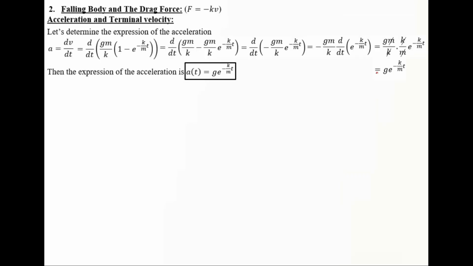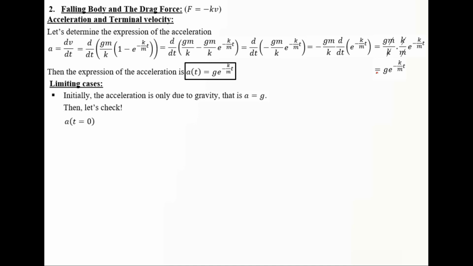Now, as we said previously, this acceleration must reflect the physics of the problem, and this can be done by considering the limiting cases. Initially, the acceleration is only due to gravity, and we need to check this. Now, if we replace time by 0, that would be e to the power something multiplied by 0, which is e to the power 0, which is 1. 1 multiplied by g is definitely g.